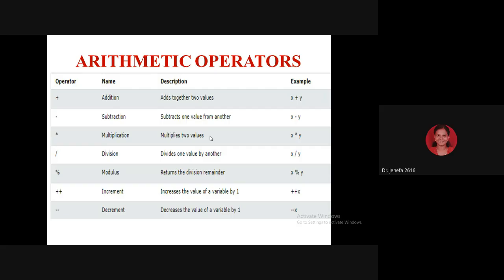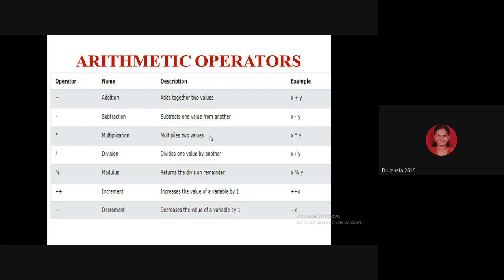Some of you may know the difference between division and modulus. When you perform a division between two values, you will get the quotient as the result if you are using the division operator. If you are using the modulus operator between two variables, we will get the remainder as the result. That's the operation that we can perform with the modulus operator.